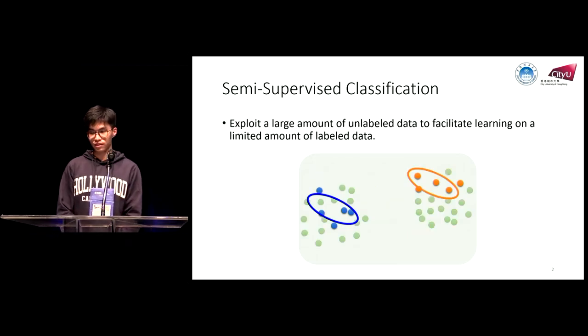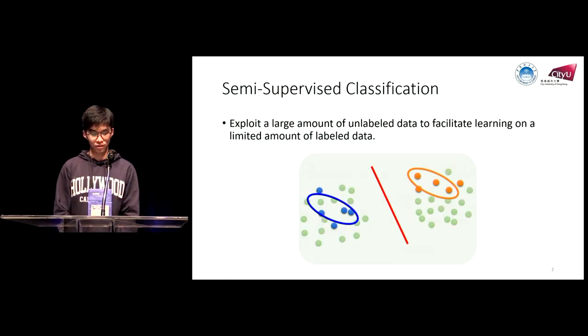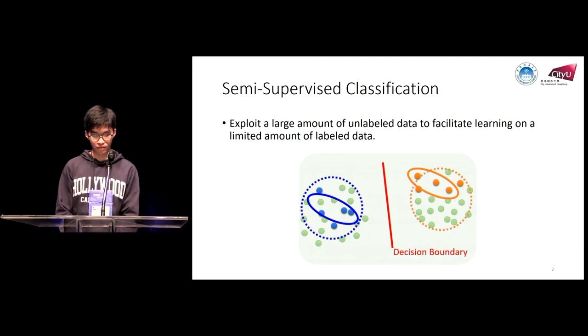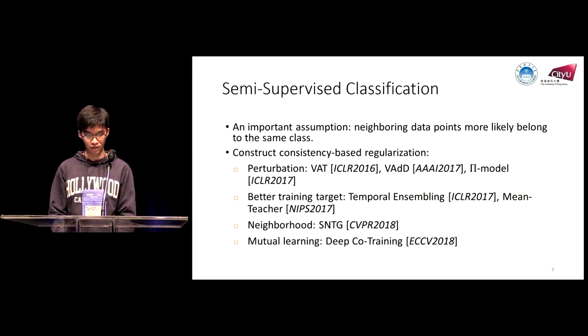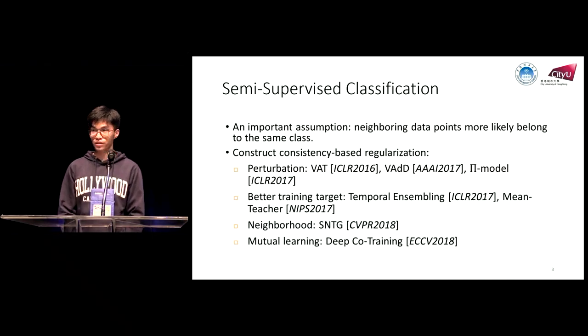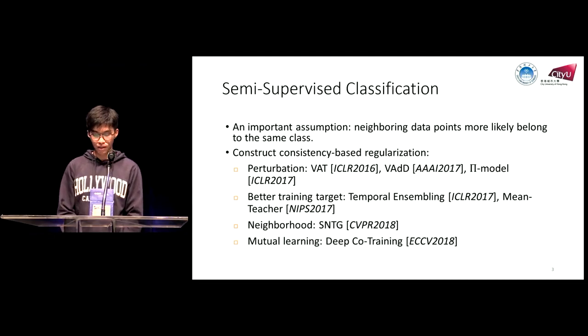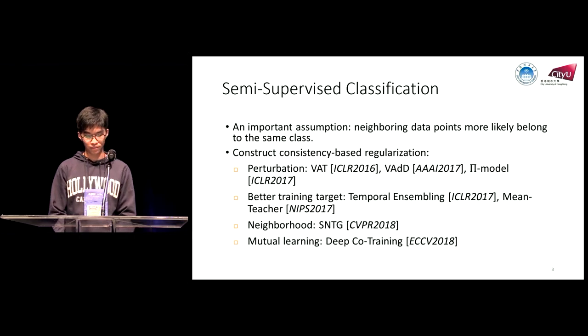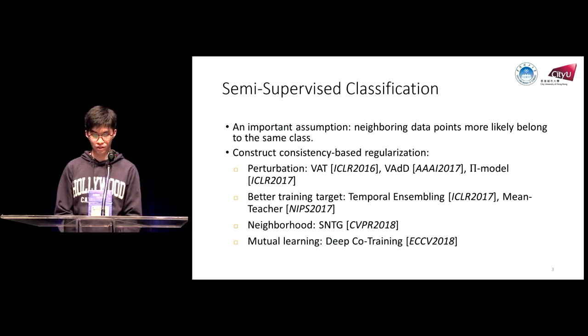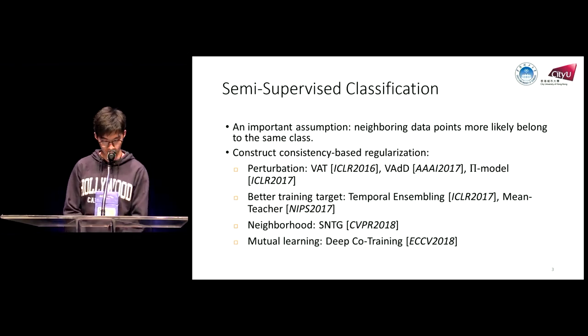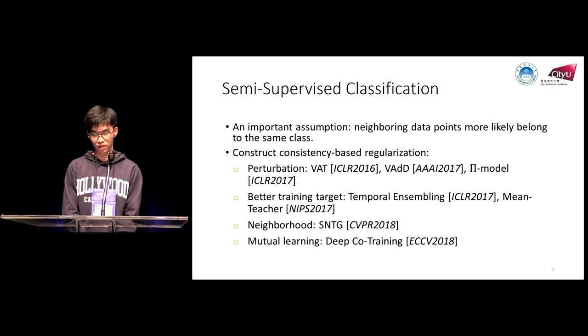In our setting, there are a limited number of labeled samples and a large number of unlabeled samples. The purpose of semi-supervised learning is to exploit readily available unlabeled data to facilitate learning on the limited labeled data. A widely used assumption of semi-supervised classification is that neighboring data points more likely belong to the same category. Based on this assumption, various consistency-based regularization strategies are incorporated into semi-supervised learning models.